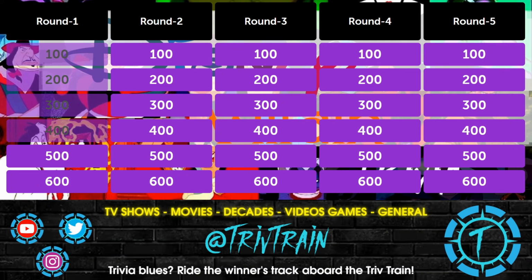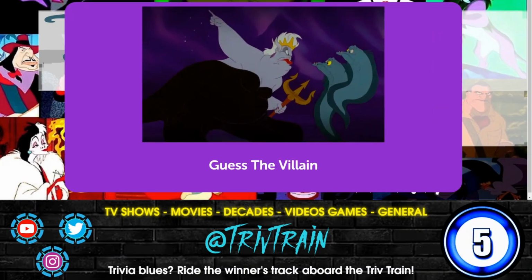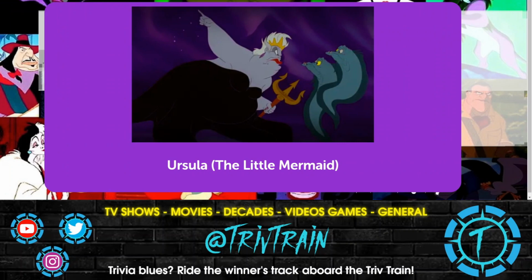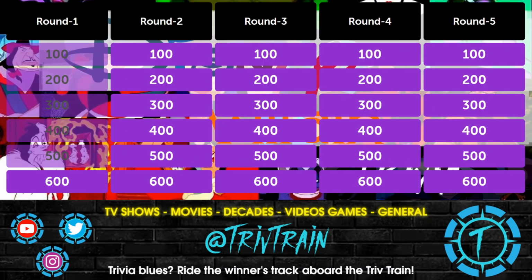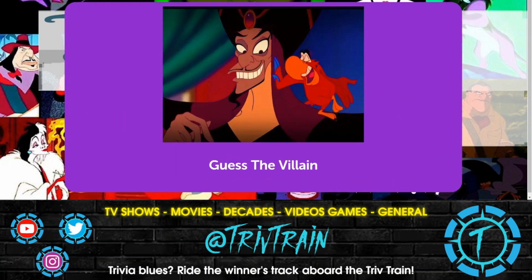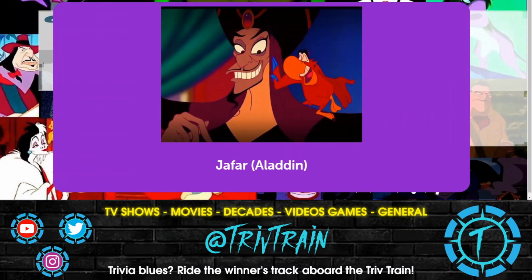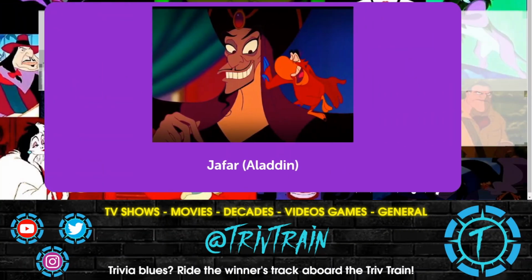Round 1 for 500. Guess the villain. The correct answer is Ursula from The Little Mermaid. Round 1 for 600. Guess the villain. The correct answer is Jafar. I think Iago would count in this one too, since they both technically are villains, but Iago becomes good.